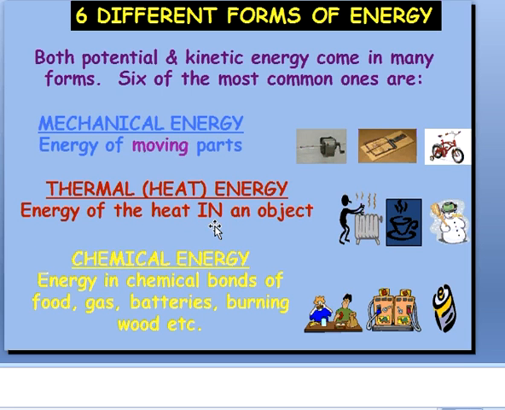Thermal, probably that brings to mind heat energy. That would be the heat in an object, which would be the heat that could be radiating off from one of these radiators, or the heat that's coming off of a cup of hot coffee, or even the heat that's now in a snowman as the sun is shining and melting that snow. Chemical energy is energy in chemical bonds. We talked about that with that piece of, whether it was a tomato or an apple, energy in chemical bonds of food, gas, batteries, burning wood.